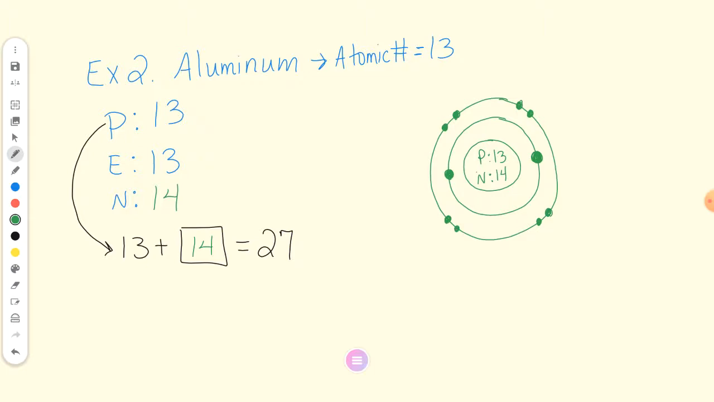Okay, how many do I have right now? 10. I have 10. How many do I need, Fisher? I need 3 more. You're right. So I have to draw a whole nother ring. And again, I just space them out. And add your last 3 electrons out there on the outside ring.